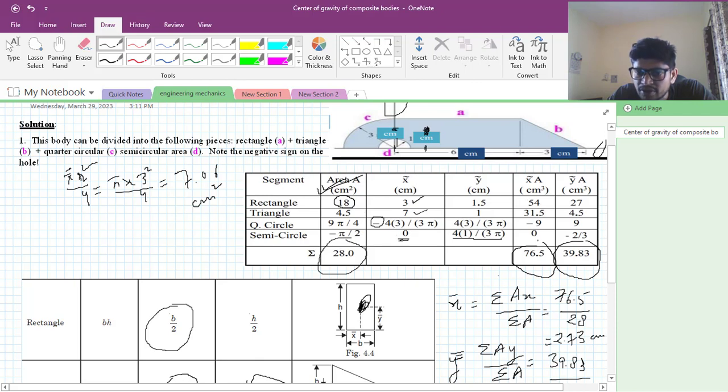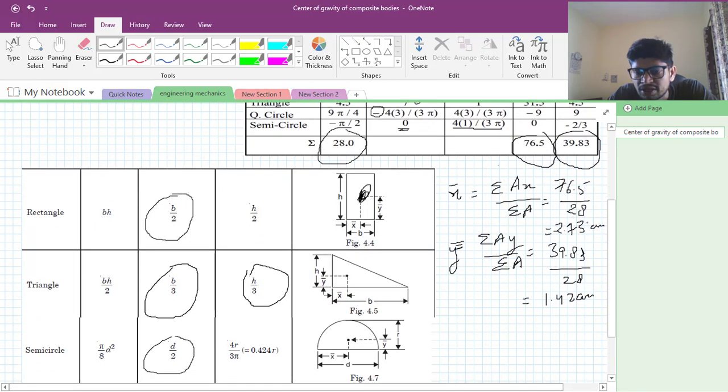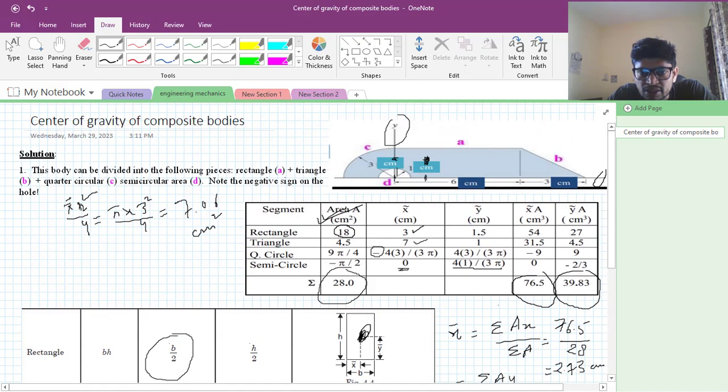Okay, we can use these values to find out the area and x values and y values, then summation of ax bar, summation of ay bar. Then this is the formula to finding out the center of gravity in x direction and y direction. So this is the final answer, and somewhat here is the center of gravity.